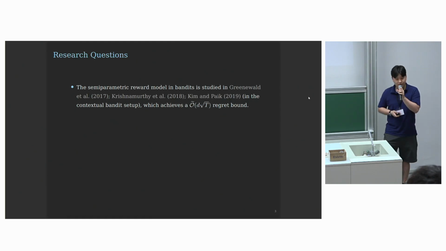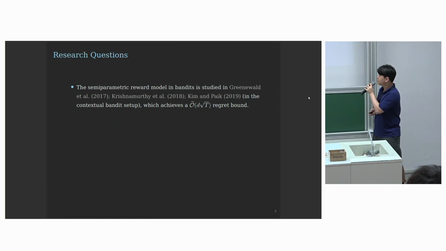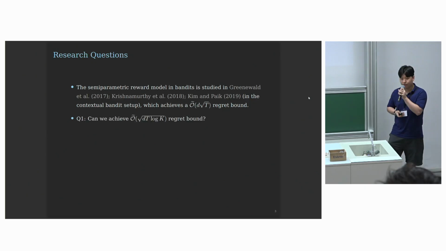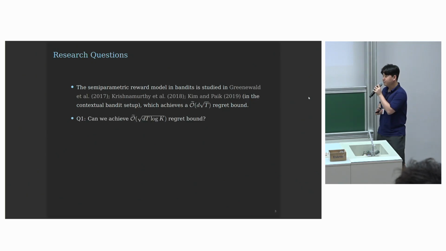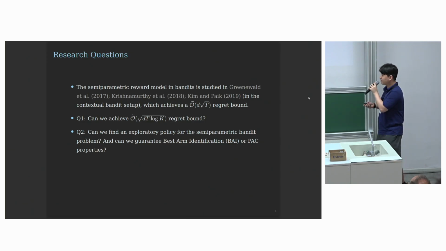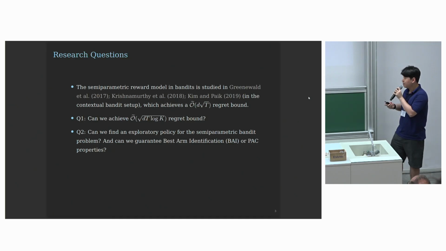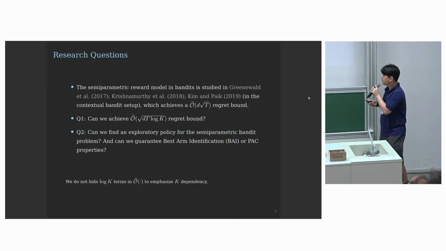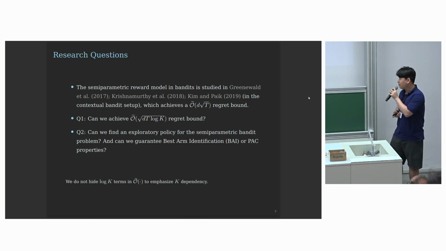This semi-parametric bandit problem has been studied in several works, focused on the contextual bandit setup, and they achieve a d-root-T regret bound. So our first research question is, can you achieve a square root dT regret bound? And our second research question is, can you find some exploratory policy for this semi-parametric bandit problem, and can you get best arm identification or PAC properties? It is related to exploration. And in this talk, I want to hide.